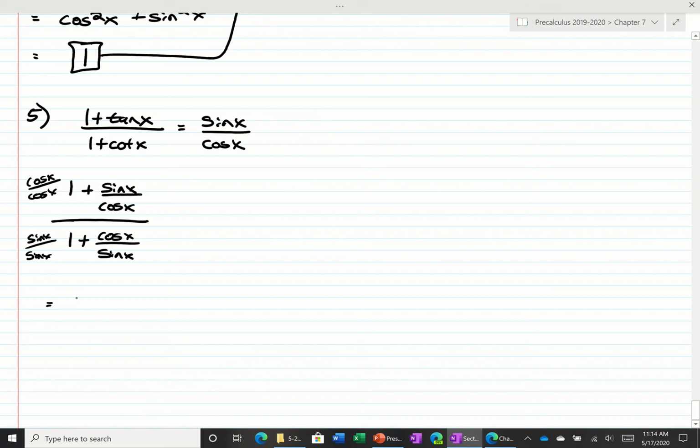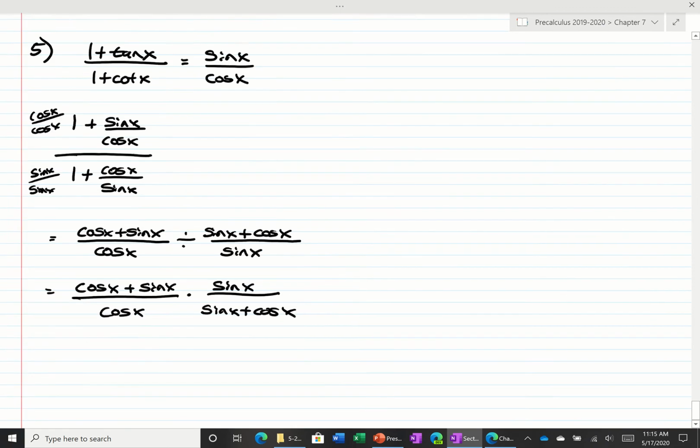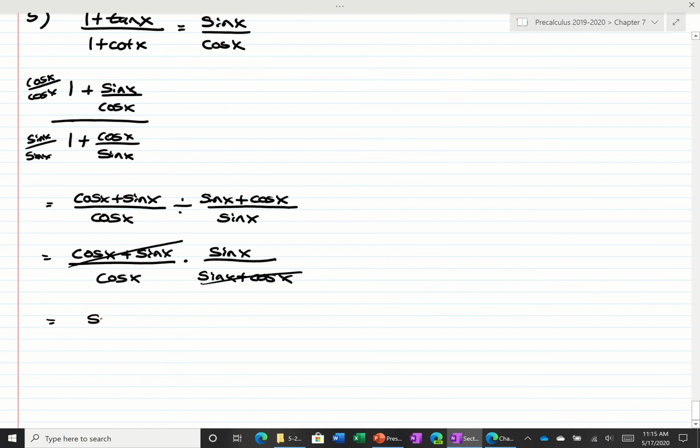And what this turns into is we get cosine plus sine of x divided by cosine. And in the bottom, we're going to be dividing by sine of x plus cosine of x divided by sine of x. And if we keep change flip, cosine plus sine is the same as sine plus cosine, so these would cancel out, and we get exactly what we wanted, which is sine of x over cosine of x.